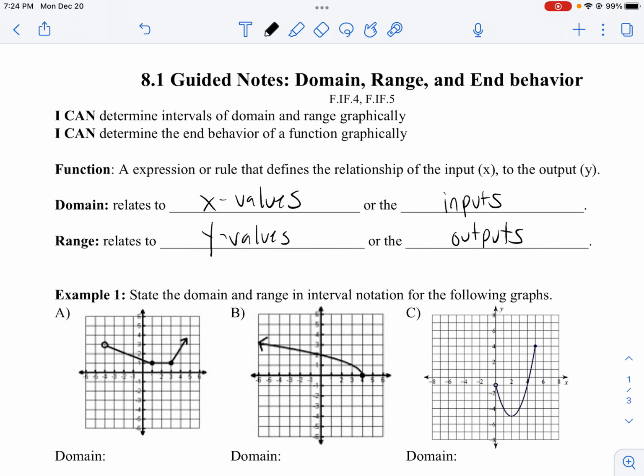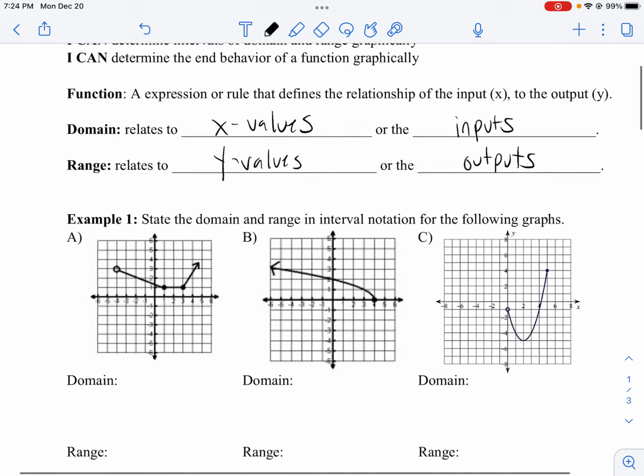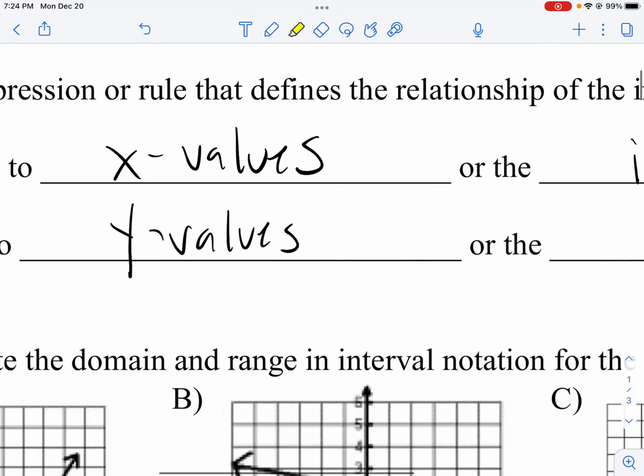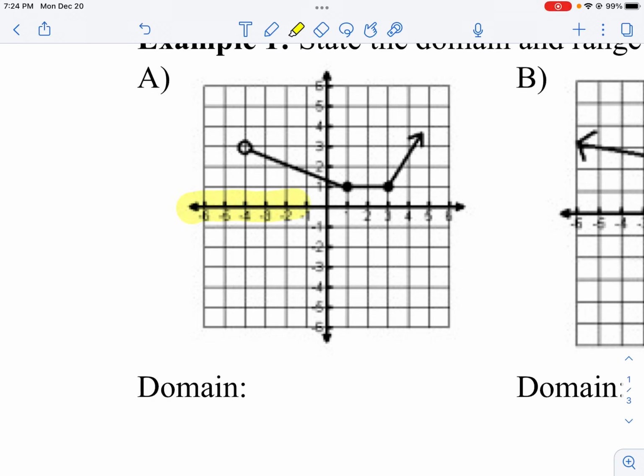the following graphs. We have ourselves a graph. It's a little fuzzy, but that's okay. If domain is the set of all x values, here is your x-axis. What domain is really asking is, for what x values does the graph exist? Everywhere this graph is, if we were to imagine squishing the graph down onto the x-axis, where would we see it? For what x values does your graph exist?